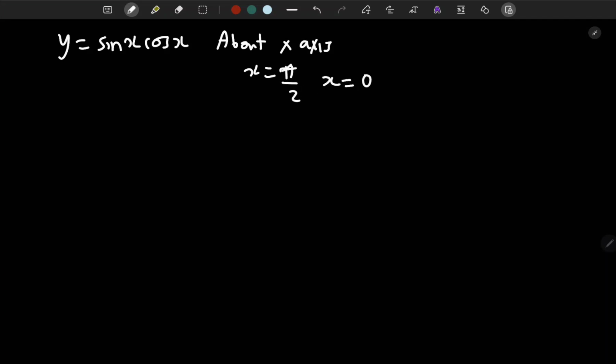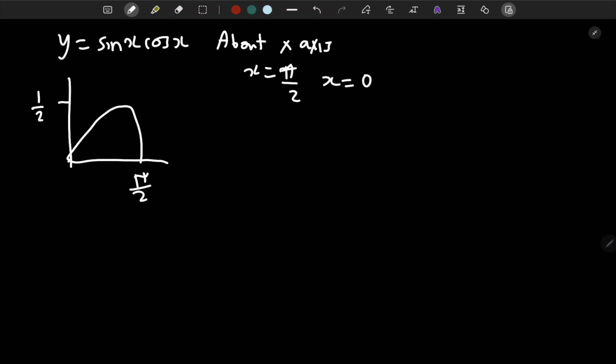Let's do one more example of the disk method and then we'll move on to washer. So here we have y equals sine x cosine x, and we are rotating about the x-axis, and we are bounded by x equals pi over 2 and x equals 0. So the graph looks something like this. This is a half, this is pi over 2.